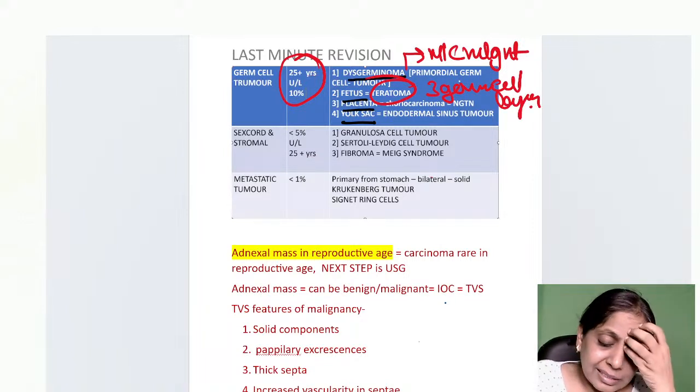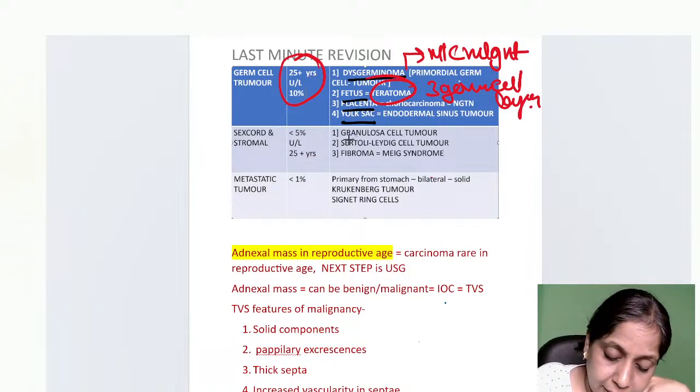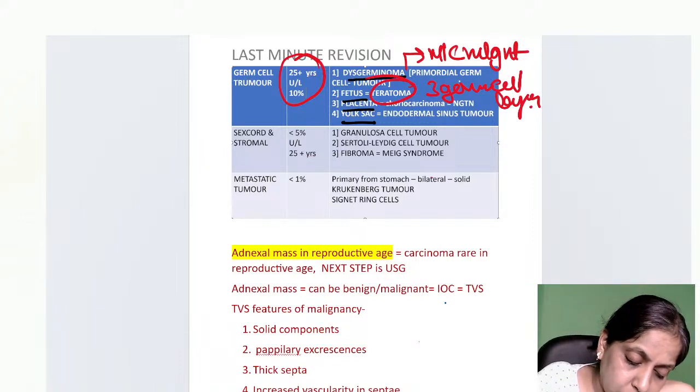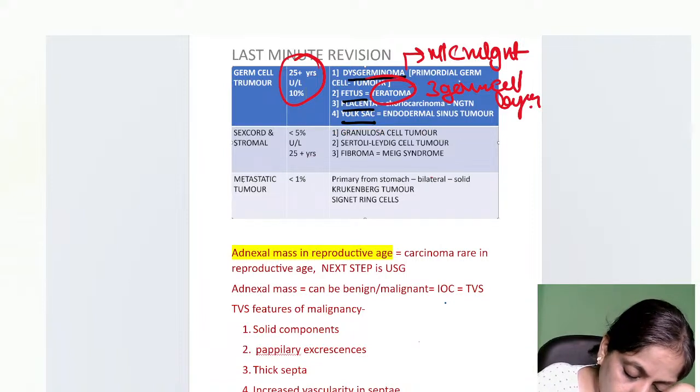The sex cord tumor mainly contains the granulosa cell tumor. Metastatic.